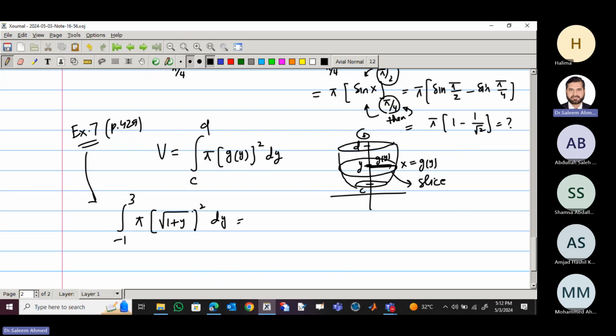Okay, so now again square root and square cancel. So you can integrate 1 plus y, it becomes y plus y squared by 2 from -1 to 3. So you can find the answer. So if you revolve about y-axis, revolution about y-axis gives you the y-axis here.